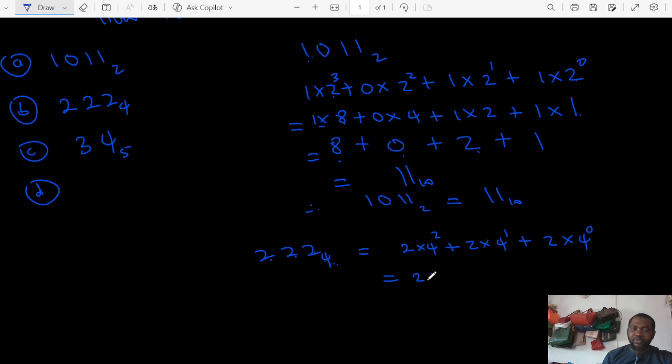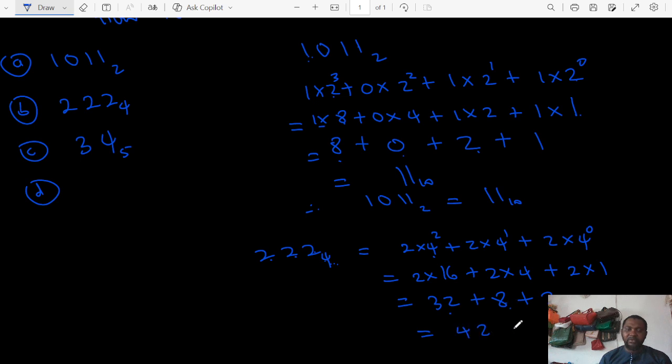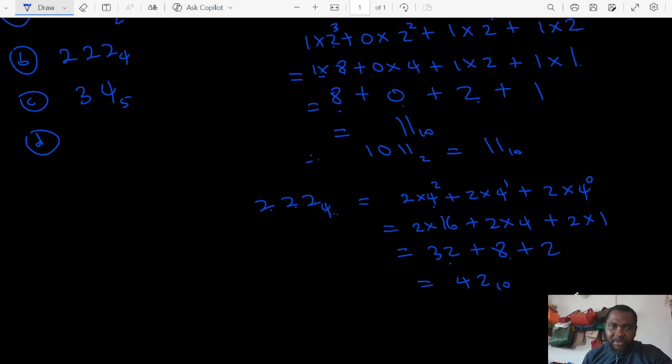So this is going to be 2 times 4 raised to the power 2, which means 4 times 4 is 16. Plus 2 times 4 raised to the power 1 is just 4. Then plus 2 times 4 raised to the power 0 is 1. Any number raised to the power 0 is 1. Okay? So this will now be equal to 32, plus 2 times 4 is 8, plus 2 times 1 is 2. Can you see that? So that will now be equal to 32 plus 8 is 40. 40 plus 2 is 42. So that means 222 to base 4 is the same thing as 42 to base 10. I hope this makes sense.